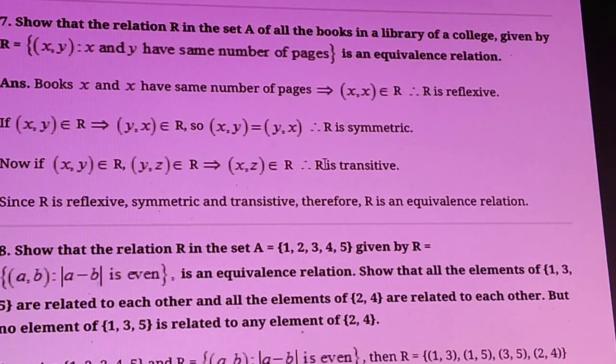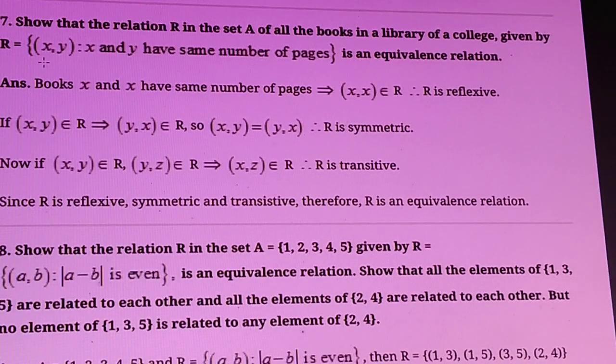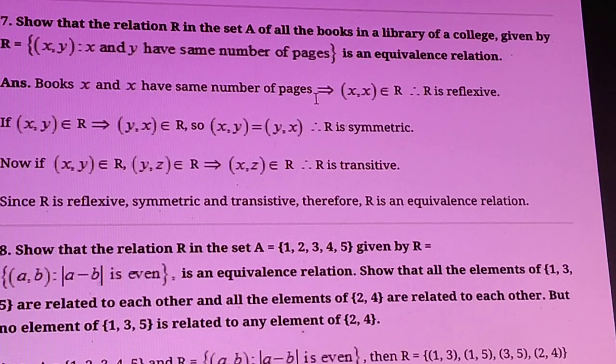So, question number 7: show that the relation R in a set A of all the books in a library of a college, given by R = {(x, y) : x and y have the same number of pages}, is an equivalence relation. To simplify this, books x and x have the same number of pages. It means (x, x) belongs to R, therefore R is reflexive.